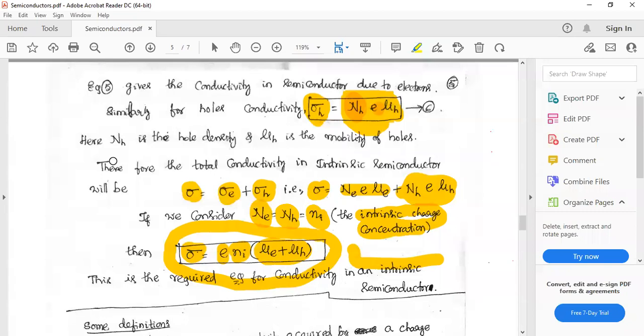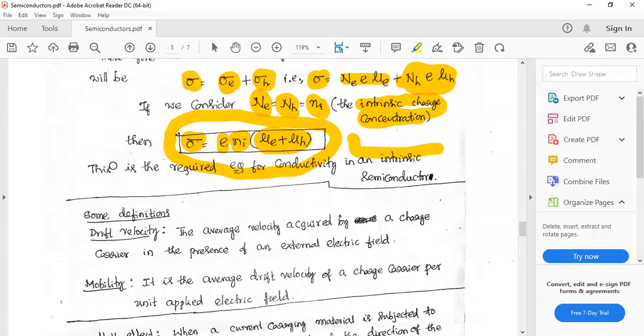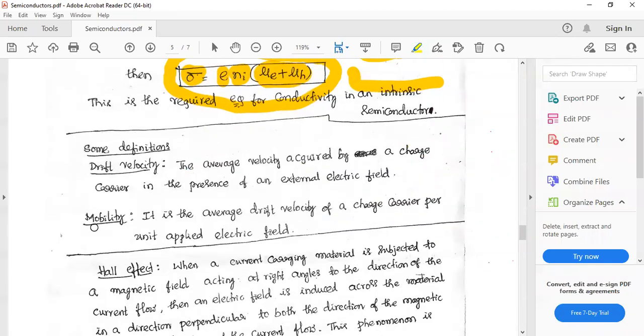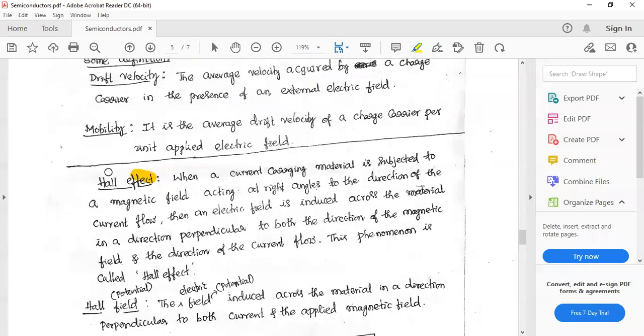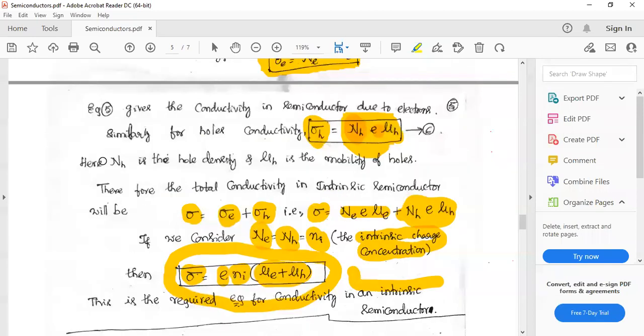Thank you very much for the participation. I hope I have given the notes and you have circulated them. In the next class, I will do the concept of the Hall effect, and I will wind up the semiconductor part.